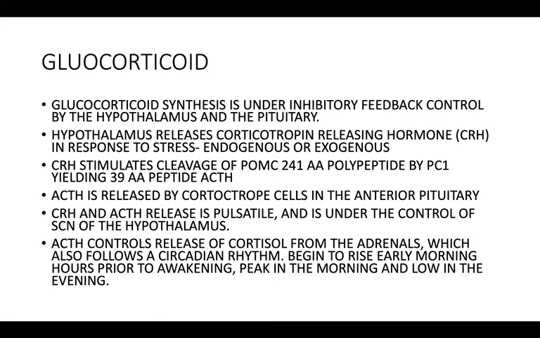These numbers of amino acids we need to remember because they are very important. So the 241 amino acid chain is pro-opiomelanocortin, and from that we get the 39 amino acid peptide chain ACTH. ACTH is released by corticotrope cells in the anterior pituitary. Now this ACTH and CRH are both released in a pulsatile manner. That is, they are not present in the same concentration in the serum at all times, but their serum concentration keeps varying and the release follows a pulsatile waveform pattern.